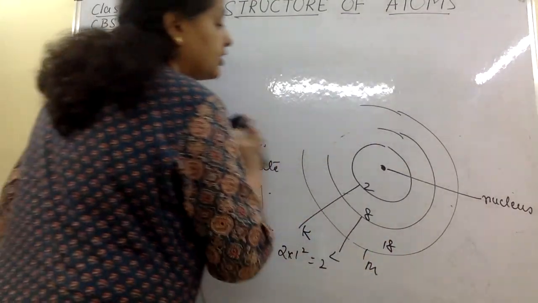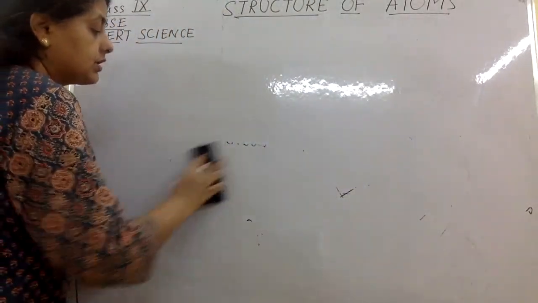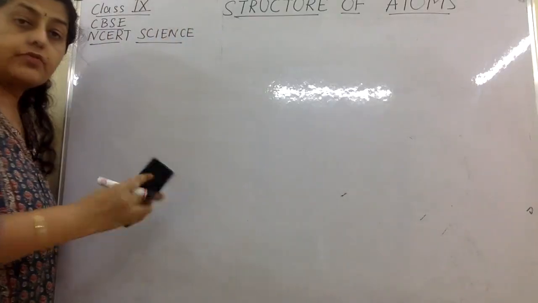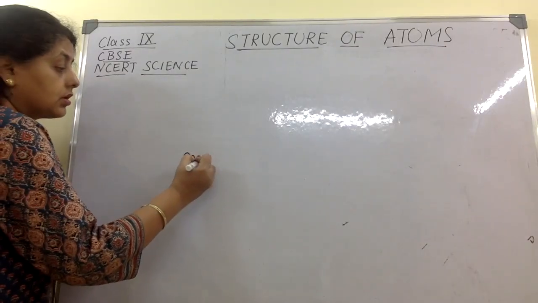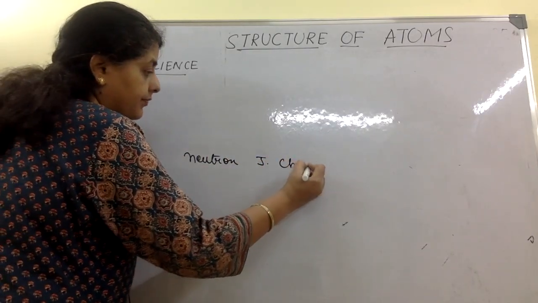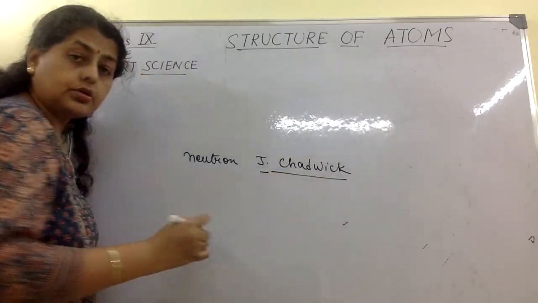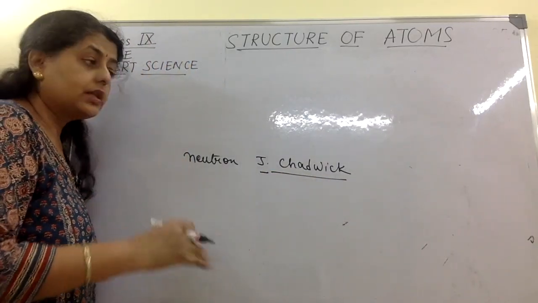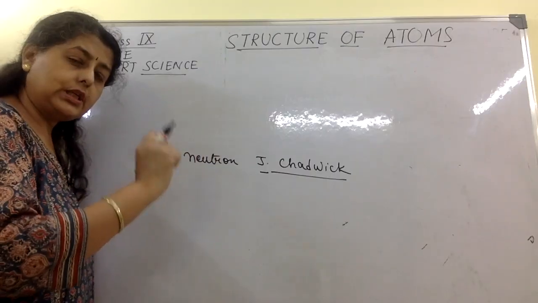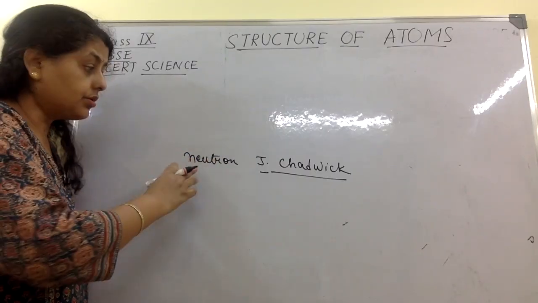Now James Chadwick, not much is there in your syllabus from this, that is the discovery of a neutron. Neutron was discovered by J. Chadwick. How he discovered it and what proof he gave is not in the scope of your syllabus. Till now everybody was talking about only electrons and protons. In the nucleus it is positive. They didn't talk about neutrons.